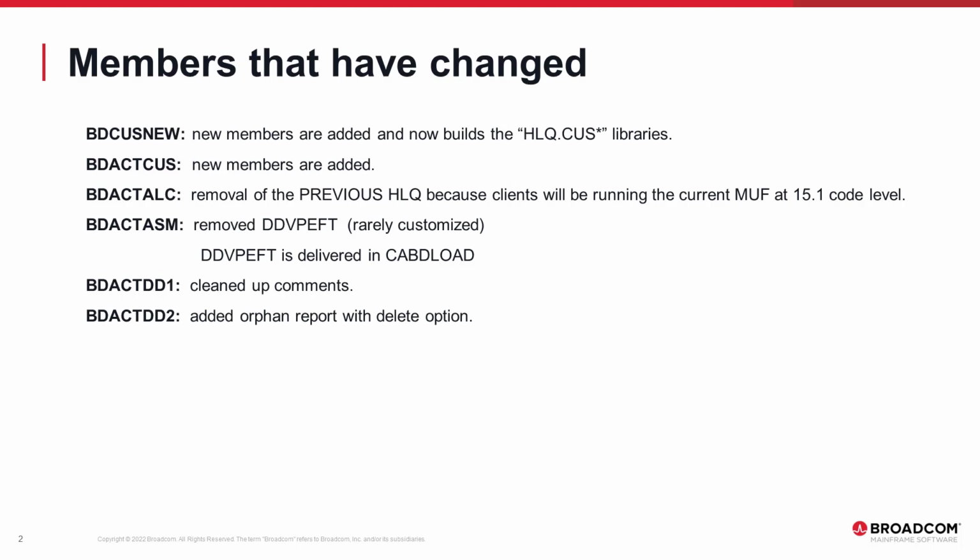How your data sets will look: these are a list of members that have changed. Legacy members that you have. New, we've already talked about. ACT CUS, we've talked a little bit about. ALC we removed because of the 15.1 code set; we've cleaned it up a little to make it easier. The dictionary team wanted to remove DDVPFT. It's rarely customized, so we now deliver it in the CAB load. If you're not making changes, you can use the one that comes in the load. If your legacy system still has that member in the CUS lab, it's okay. It's fine. Just leave it like it is.